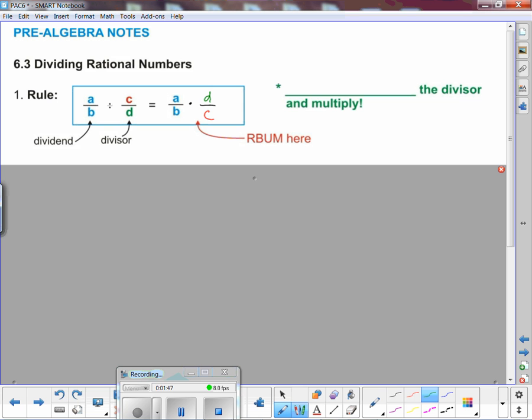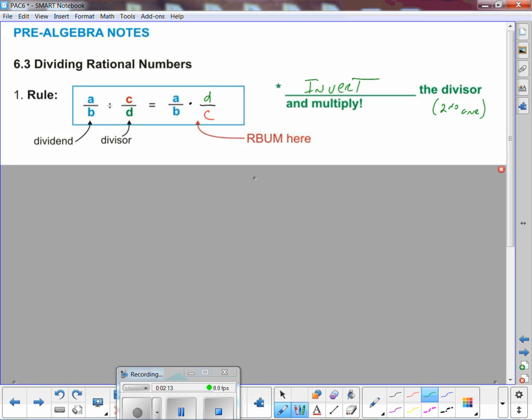And so really flip, it's invert. So in the blank there in green, I'm writing invert the divisor. Some of you wouldn't know what the divisor is. It's the second one. Second fraction gets flipped.